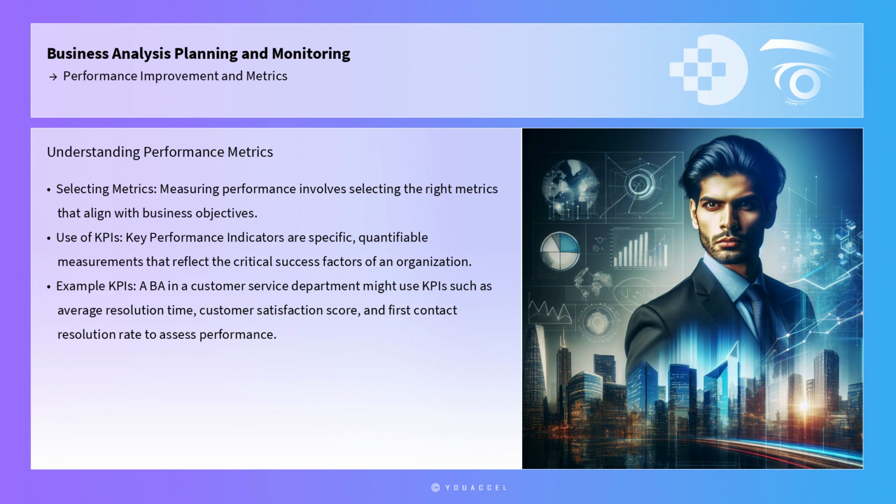Measuring performance is equally crucial and involves selecting the right metrics that align with business objectives. Key performance indicators are commonly used metrics in this regard. KPIs are specific, quantifiable measurements that reflect the critical success factors of an organization. They help in understanding if the business is on track to meet its goals. For example, a BA in a customer service department might use KPIs such as average resolution time, customer satisfaction score, and first contact resolution rate to assess performance.